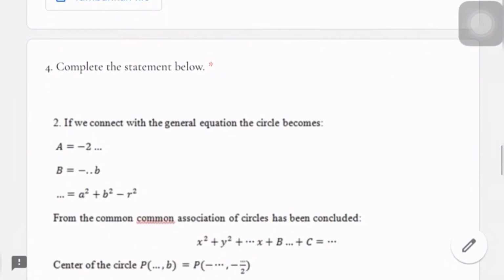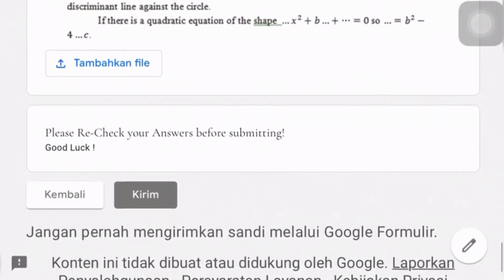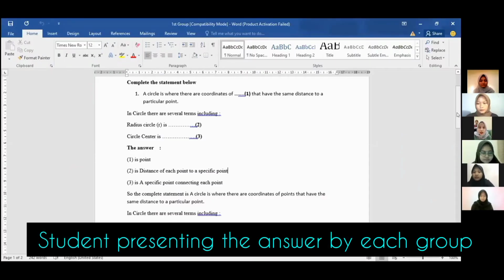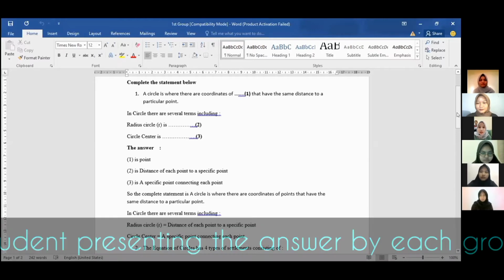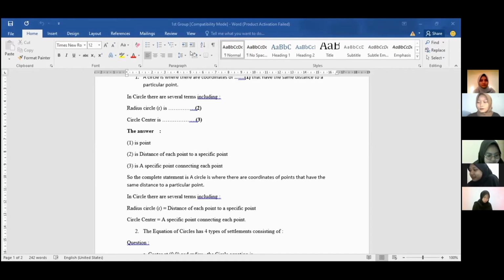Each group answer the student assessment. This is the breakout room Zoom. Number 1 is point, number 2 is distance of point to a specific point, and number 3 is a specific point connecting each point. So the complete sentence is: a circle is where there are coordinates of points that have the same distance to a particular point.